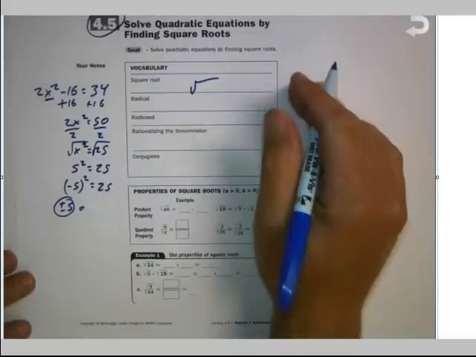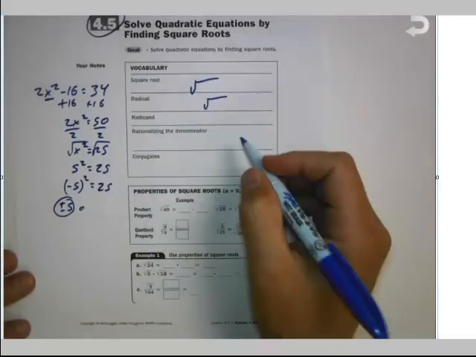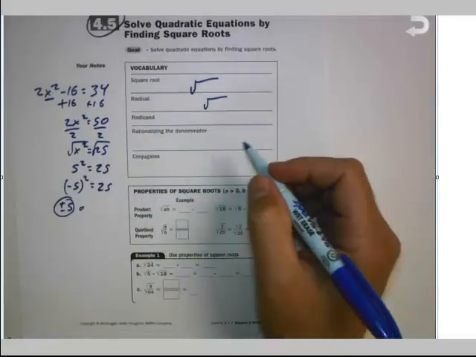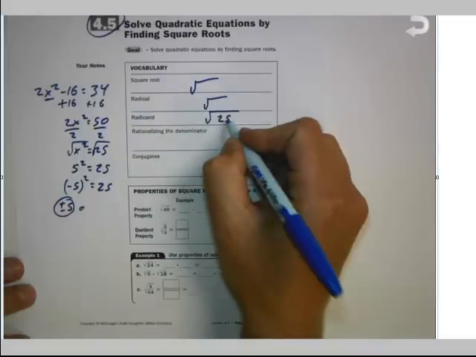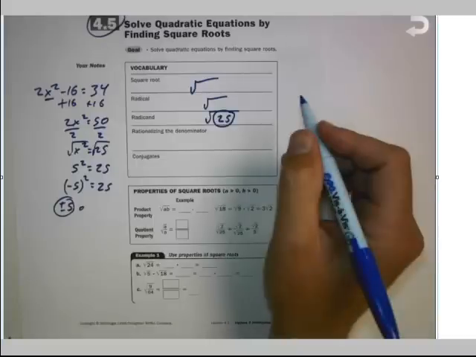And when we look at a radical sign, that's called the radical sign. The radicand in this situation, if I were to square root 25, 25 would be the radicand.